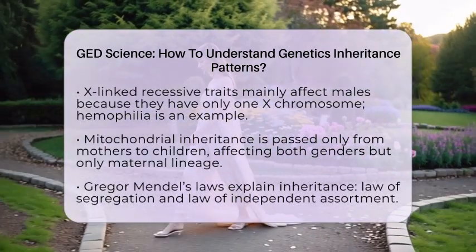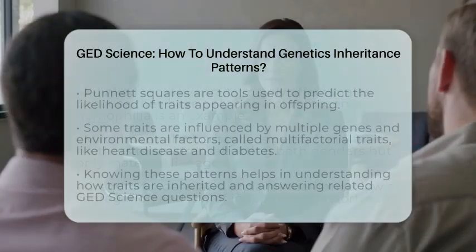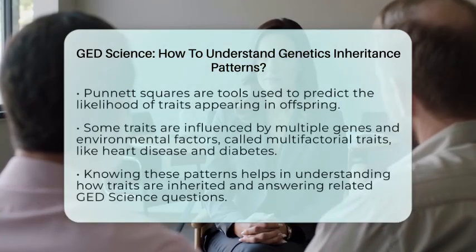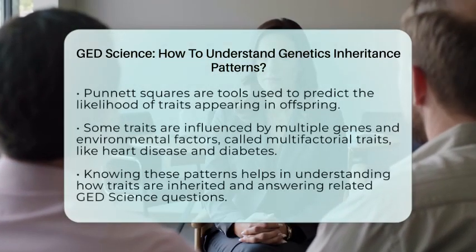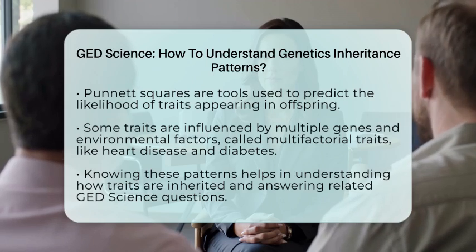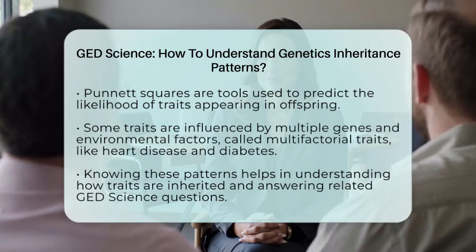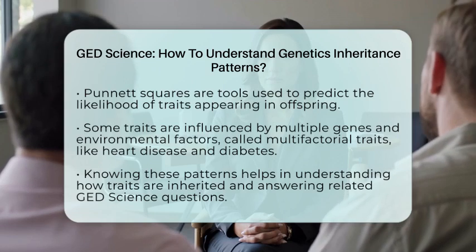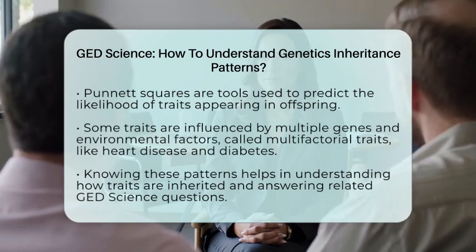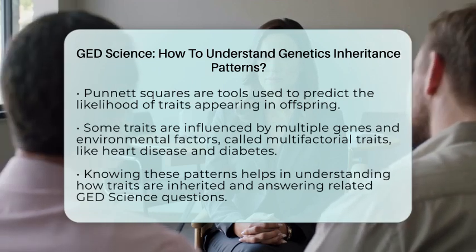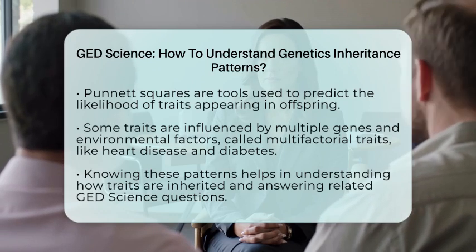To predict how traits will pass, we use tools like the Punnett square. It shows all possible allele combinations from parents and the chances of each trait appearing. For example, crossing a tall plant with a short one, where tall is dominant, results in all tall offspring if the tall trait is dominant.